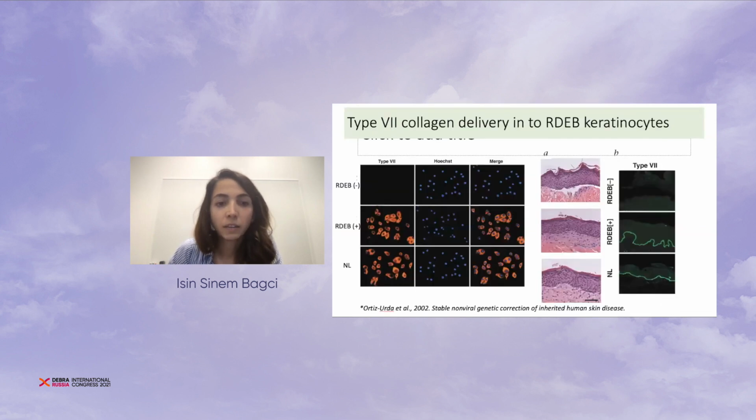Therefore, initially, non-viral transfer methods were tried. One successful approach was using a plasmid to carry the collagen 7A1 gene. Here we see an example.